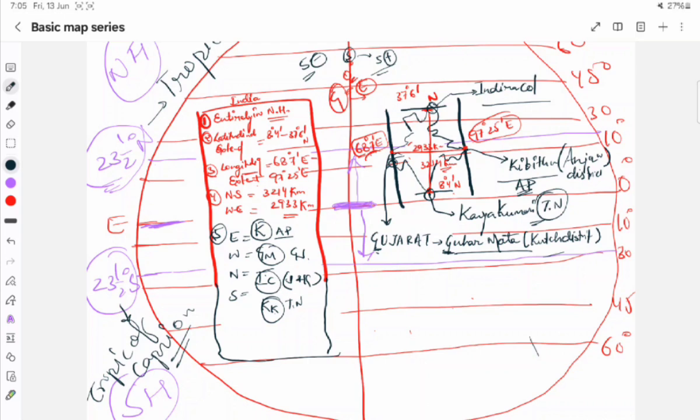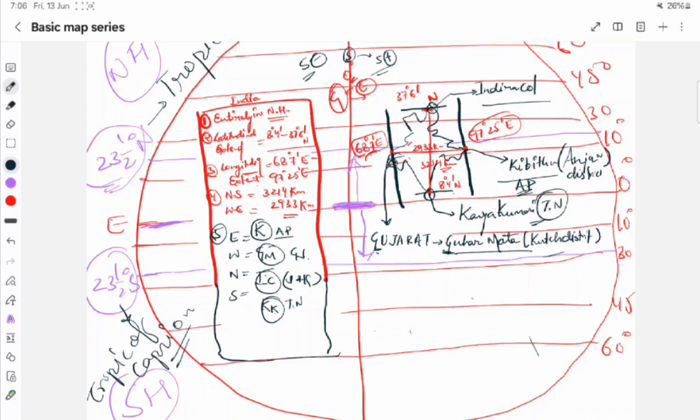So now moving forward, we have location aspects of India: northern, southern, eastern, western. The latitudinal extent is 8 degree 4 minutes to 37 degree 6 minutes. Longitudinal extension is 68 degree 7 minutes to 97 degree 25 minutes. The difference from north to south is 3214 kilometers, and from west to east 2933 kilometers.